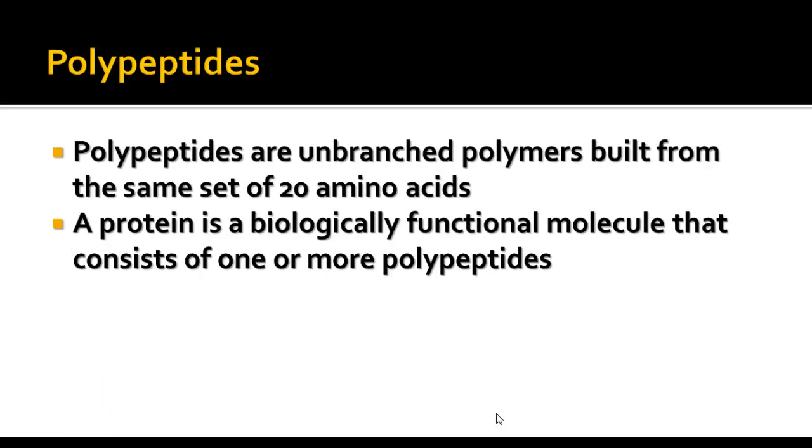So the unbranched chain of amino acids that makes up the protein is called a polypeptide. They are just the chain of amino acids. They use the same 20 amino acids that we have available in all living things. And then to become a protein rather than a polypeptide, the polypeptide has to be put together in a form that is biologically active. Sometimes it requires just bending or folding in a certain way. Other times it requires being associated with other polypeptide chains.